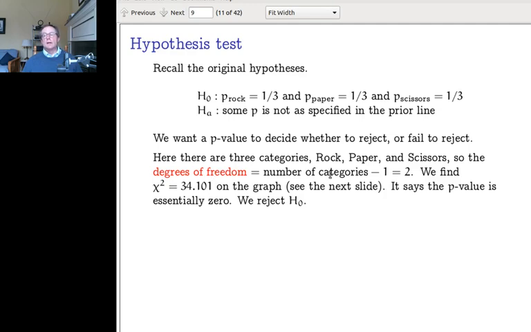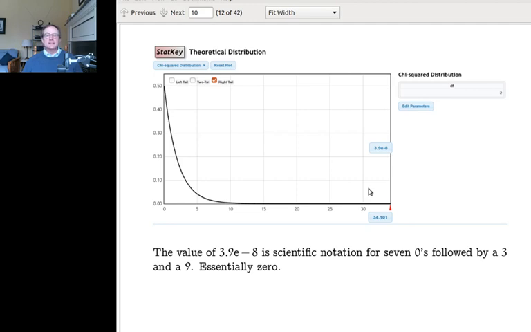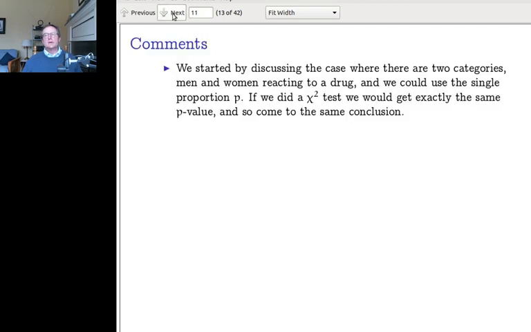The degrees of freedom is the number of categories. That's 3 categories: rock, paper, scissors, minus 1. You look up 34.101 on the graph in the way that I did. I like to freeze the screenshot into the slide. I think it helps make it easier for a person who's trying to figure out what's happening for it to be frozen instead of trying to stop the video. And we got essentially 0 for a p-value, so we of course reject H0.